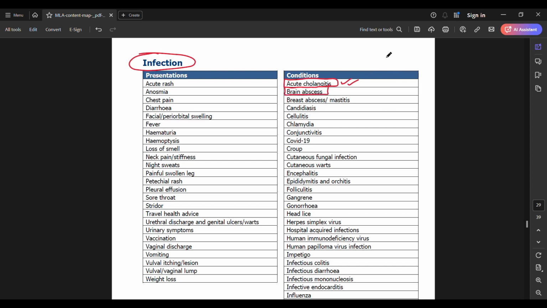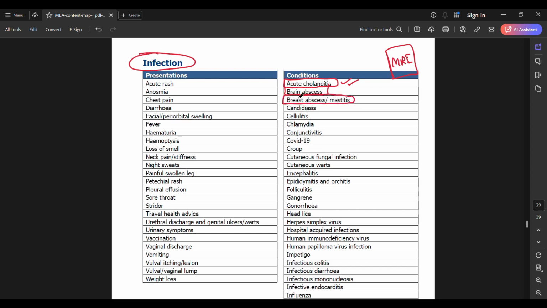Now brain abscess usually shows up as an MRI with a ring enhancing lesion on it with a background history of infection, immunocompromise, or central nervous system symptoms. So just make sure you familiarize yourself with what a brain abscess looks like and the causes of a brain abscess. Next you have breast abscess and mastitis.